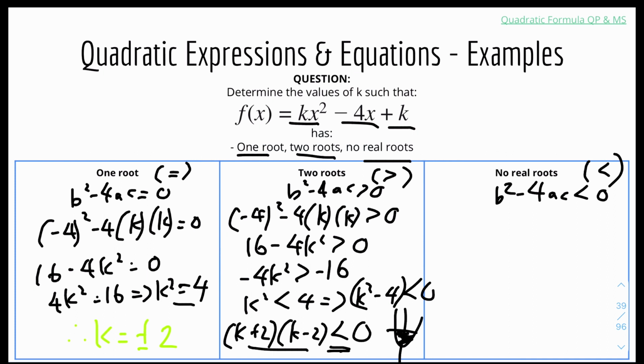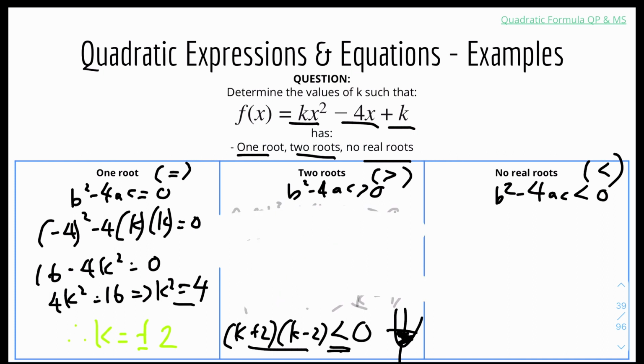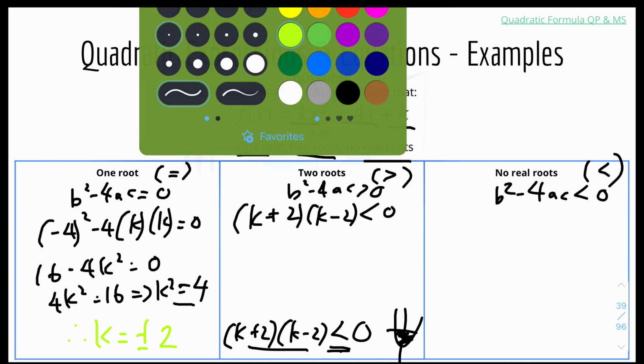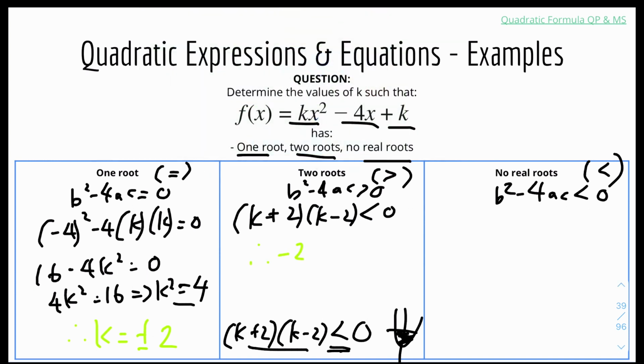That means that the final answer, k plus 2, k minus 2, smaller than 0. That means that the final answer for k is minus 2 smaller than k smaller than 2. Because it's this region right here, in the middle.